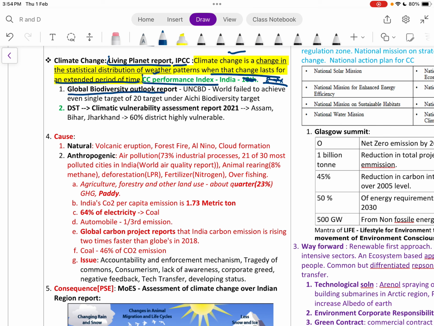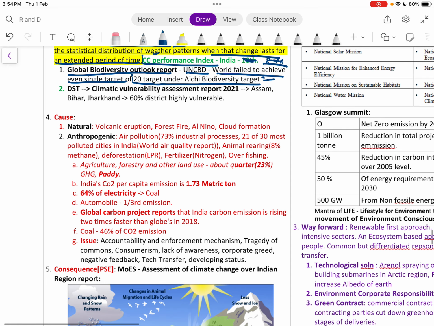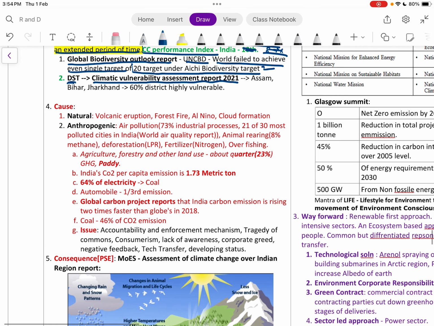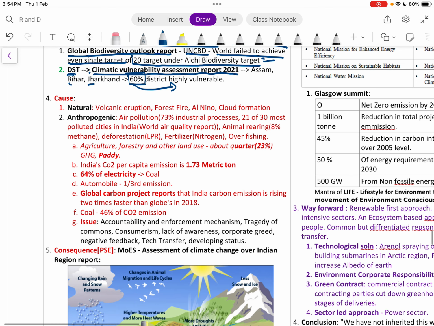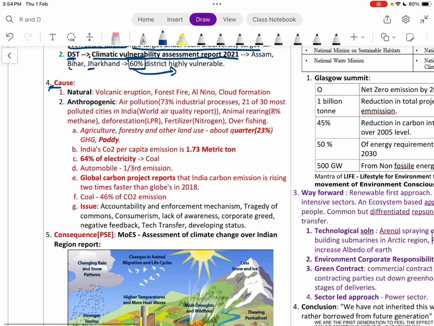Global Biodiversity Outlook Report, by UNCBD: the world failed to achieve even a single target of the 20 targets under the Aichi Biodiversity Targets. DST has written the Climate Vulnerability Assessment Report in 2021. According to this report, in Assam, Jharkhand and Bihar, about 60% of districts are very highly vulnerable to climate change. Okay, what are the causes?